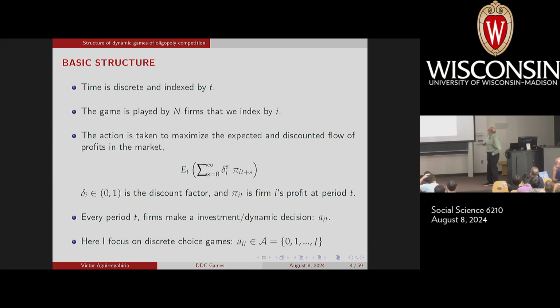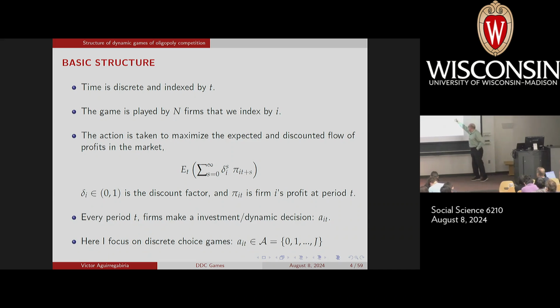The game is played by n firms. I'm going to talk about firms. You can think players more generally. Indexed by i, and they make decisions every period to maximize an intertemporal payoff function. Delta i is the discount factor of individual i. Pi i is the payoff function, the period payoff function of firm i at period t.